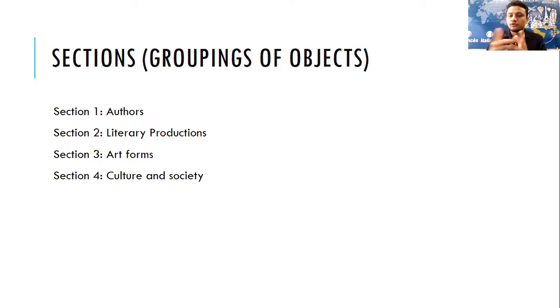So sections here are groupings of objects. You can write it down in your outline and say, okay, in section number 1, we're going to talk about authors. In section number 2, we're going to talk about literary genres. Section number 3 is going to be all about art forms. In section number 4, we're going to have culture and society. I don't want you to go crazy with the number of sections because it's going to demand more objects for you to present. What I want is quality and not quantity. So if you have 1, 2, 3 sections that represent the whole period, that's going to be fine.